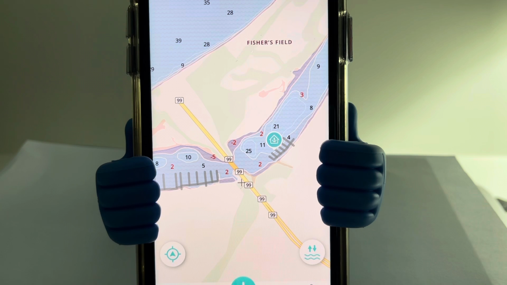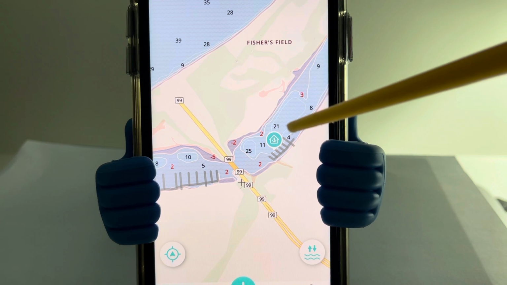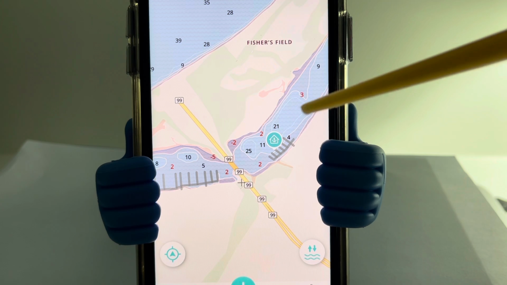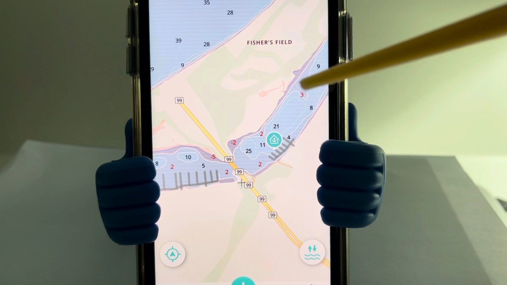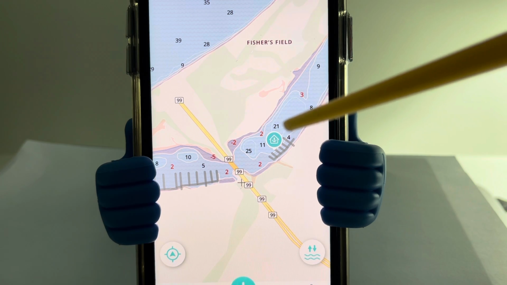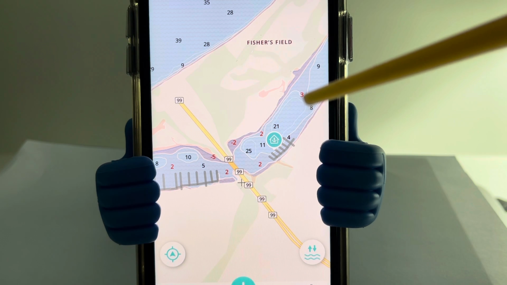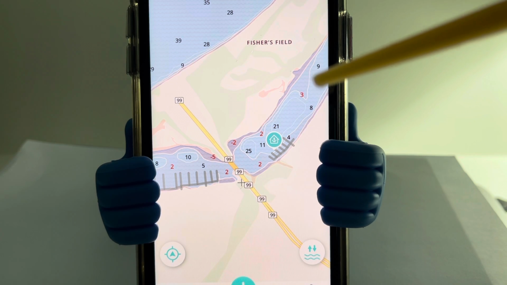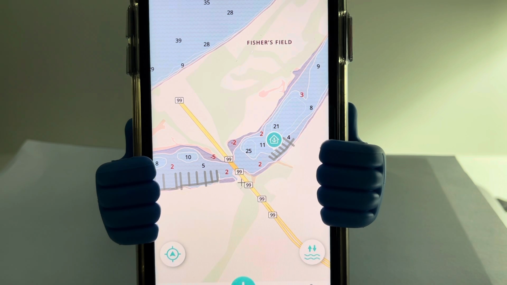So this is our Wavve Boaters app, and it gives you the topography and shows you the water depth. Our boat is at this marina here, and you can see the numbers here are the water depths. The red numbers are negative, meaning that when the tide is low, there's land there. So if it says -3, there'll be 3 feet high of land there. If it says 9, there's 9 feet of water at low tide. So if there's a meter tide, there'd be like 12 feet of water there.